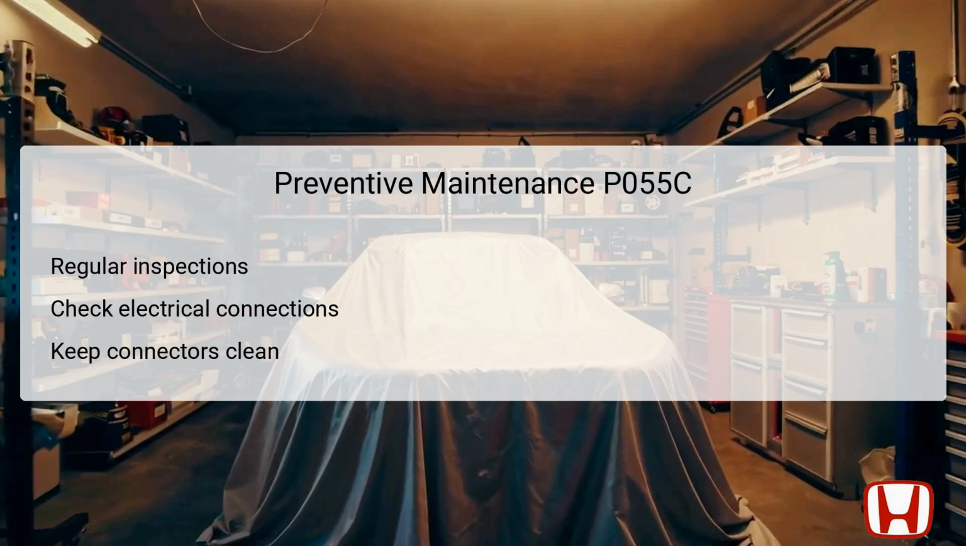Preventive maintenance is essential in avoiding the recurrence of DTC P055C or related issues. Regular inspections of the rocker arm oil pressure sensor and surrounding wiring can help catch potential failures before they escalate. It's also advisable to routinely check electrical connections for corrosion or looseness, which can lead to circuit failures over time. Keeping connectors clean and free from dirt and debris is equally important, as contamination can interrupt electrical signals.